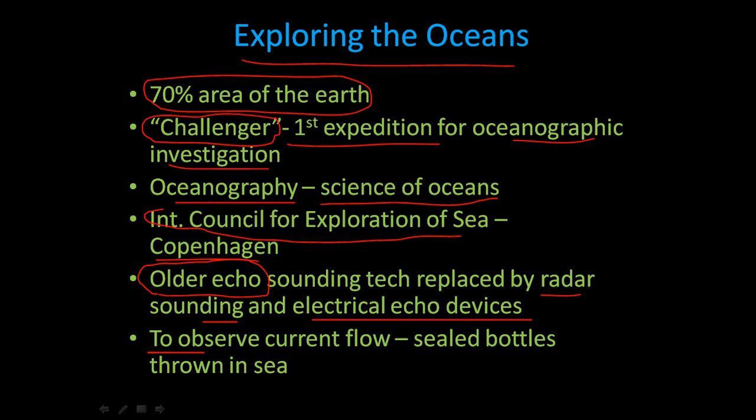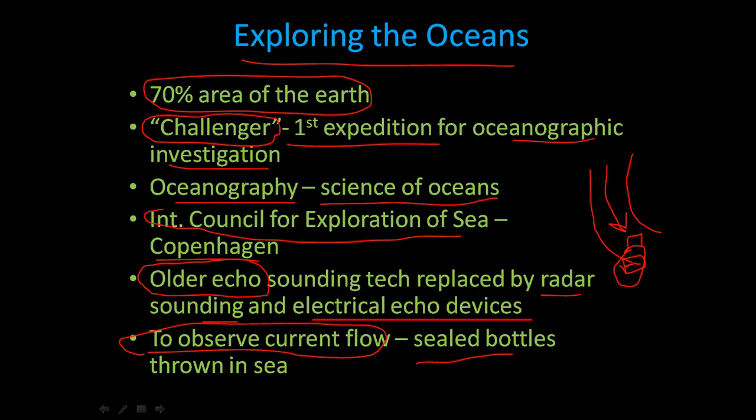And there is one very easy practical method to observe current flow. What they do is they throw sealed bottles into the sea. It has a note written that whosoever finds this, please return this bottle to so and so address, with the time and location of where you found it. And from this they come to know from where the current is flowing to where.